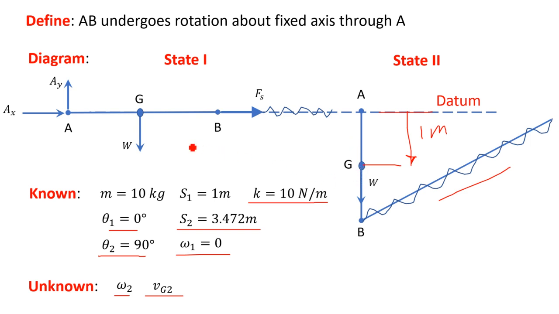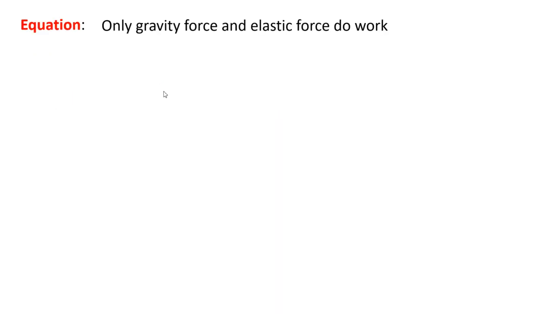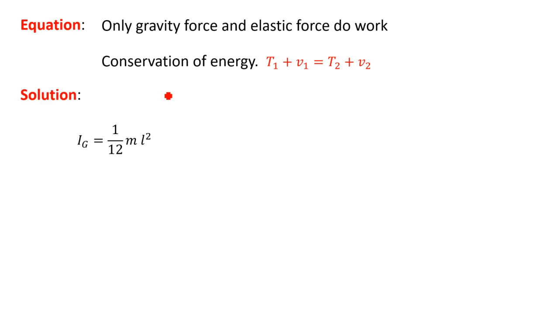Now, the velocity at G is going to be equal to the omega multiplied by the distance AG, which is 1 meter. Okay, so I just wanted to remember that. So we said that only the gravity force and the elastic force do the work. The conservation of energy equation is going to be T1 plus V1 equals T2 plus V2. And the IG of the bar is 1 over 12 m L squared, which is equal to 10 over 3 kilogram meter squared.